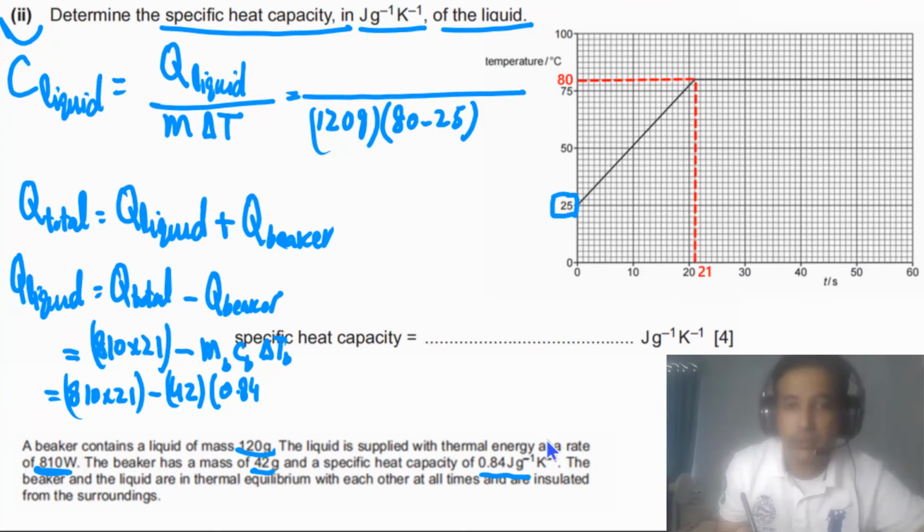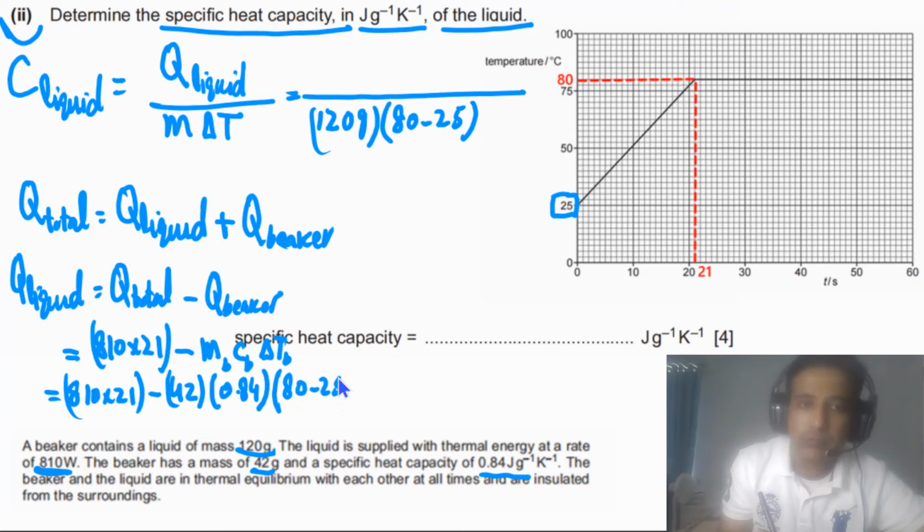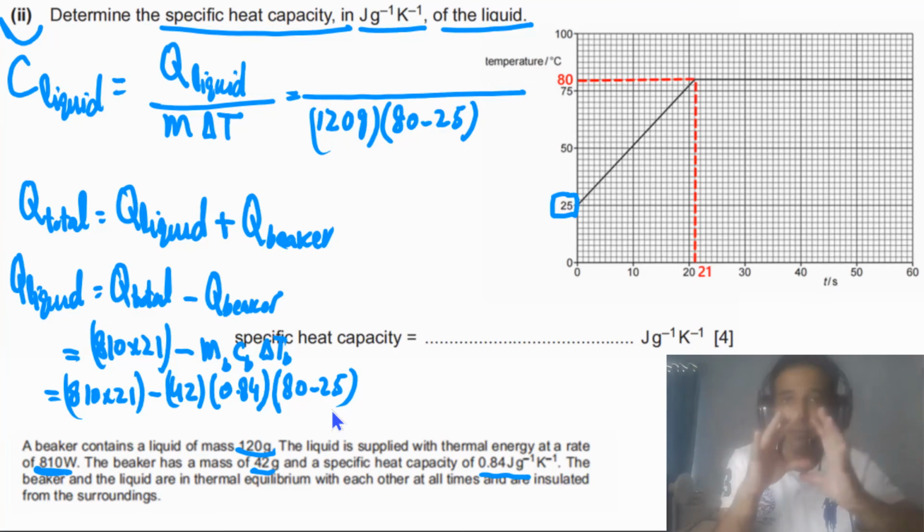Be careful with the unit. This is given in joules per gram per Kelvin, so the mass can be in grams, but if it is in kilograms you have to convert it into kilograms. So we have c, and the rise in temperature is 80 minus 25, because the beaker and the liquid are in thermal equilibrium, they are at the same temperature.